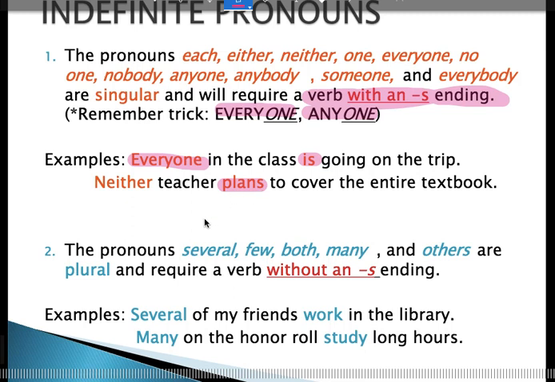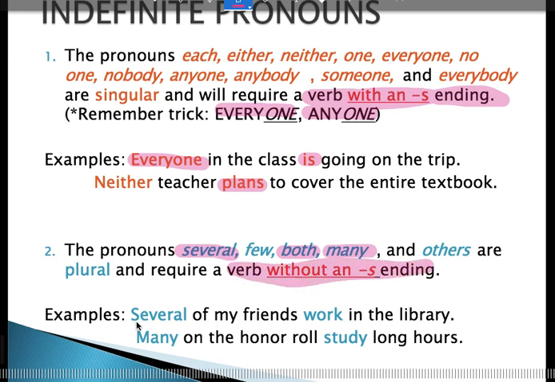So similarly, the pronouns several, few, both, many, and others are plural. Those are the ones that are obviously referring to multiple people. If we say both or many or several, obviously we're talking about multiple people, so they're obviously plural. Therefore, they require plural verb, so it will not have an S ending.